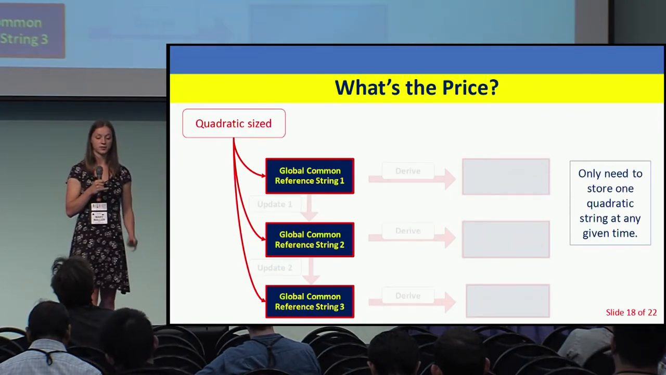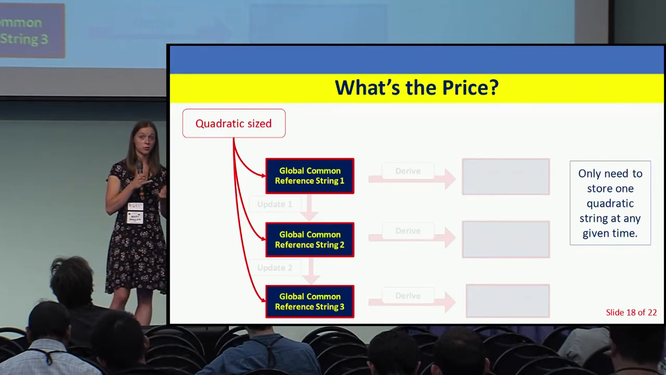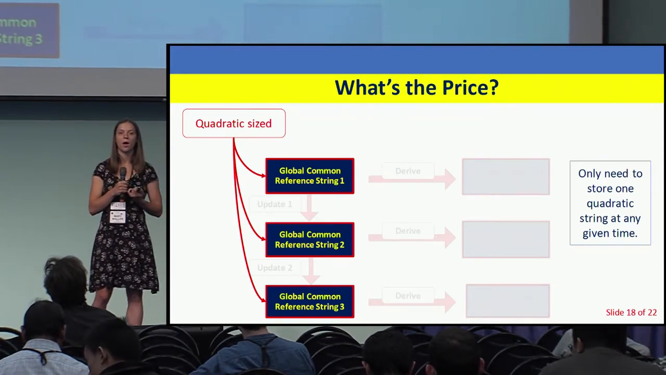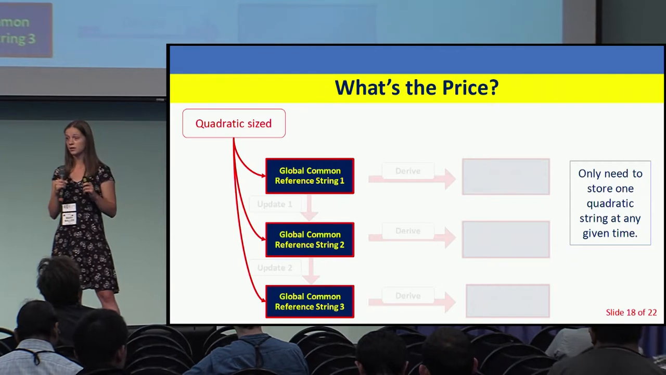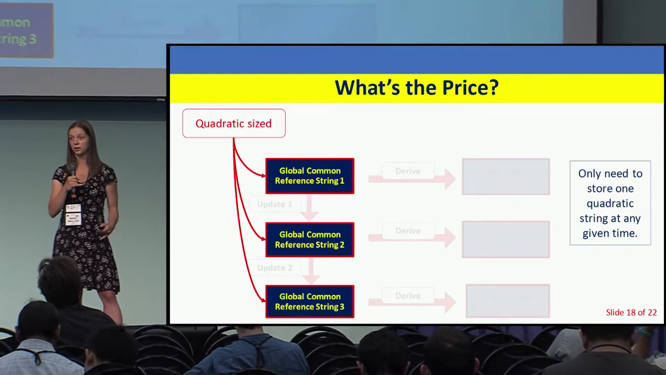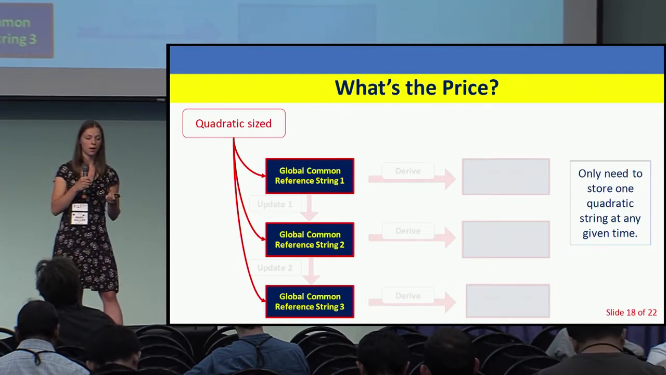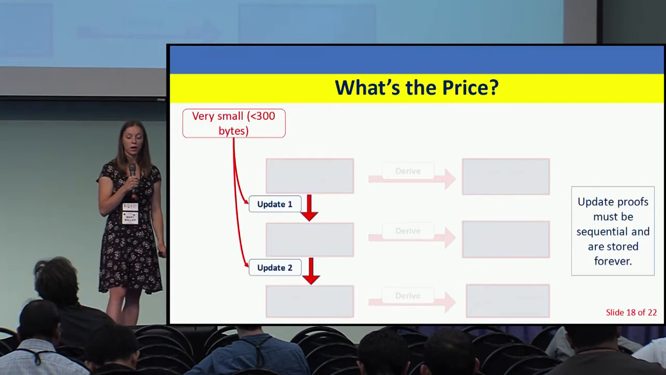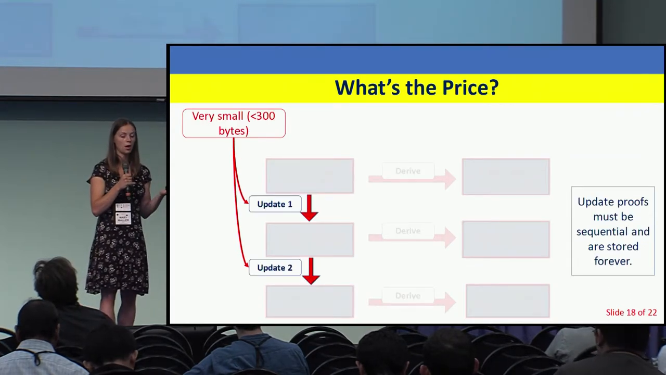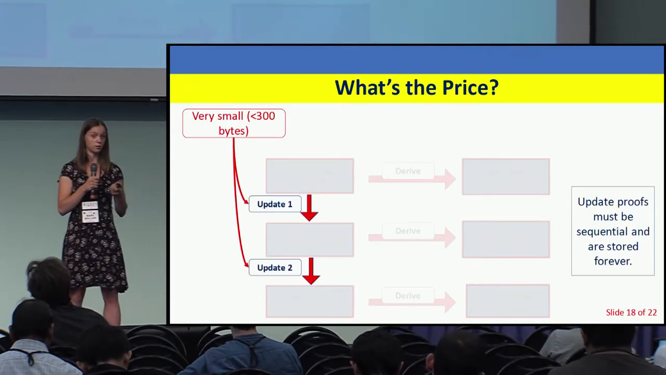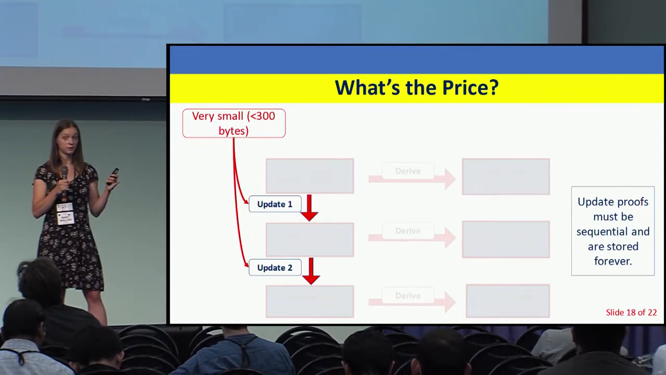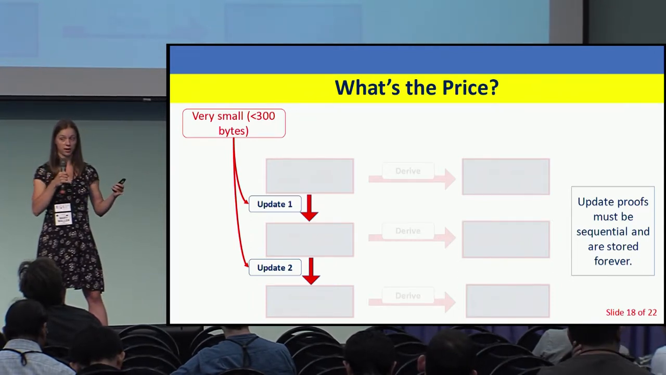Roughly how much does this cost? The global common reference string is quadratic, and I will explain why. Although one caveat I'll put there is you don't need to store the whole chain, you only need to store the most recent two. The update proofs are very small. However, you do need to store every single one of these, and moreover, they have to be stored sequentially. If you swap the order, then things will no longer verify.